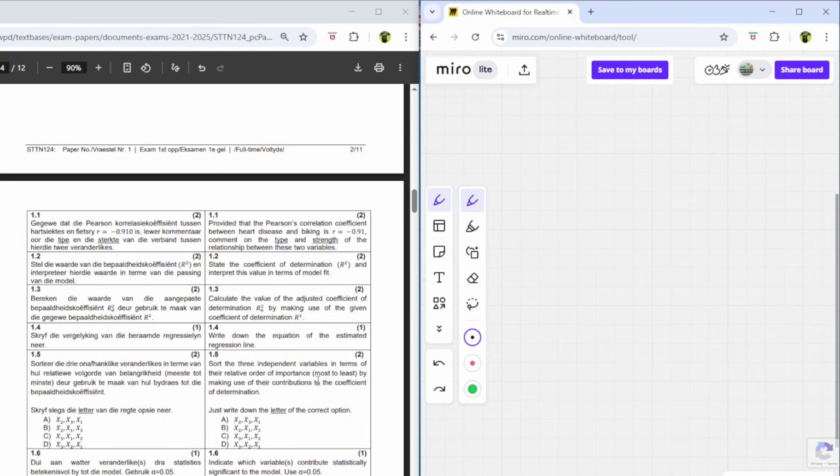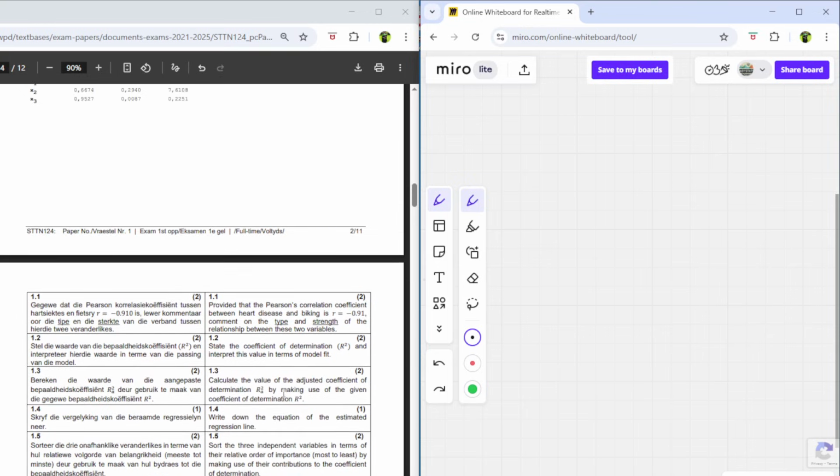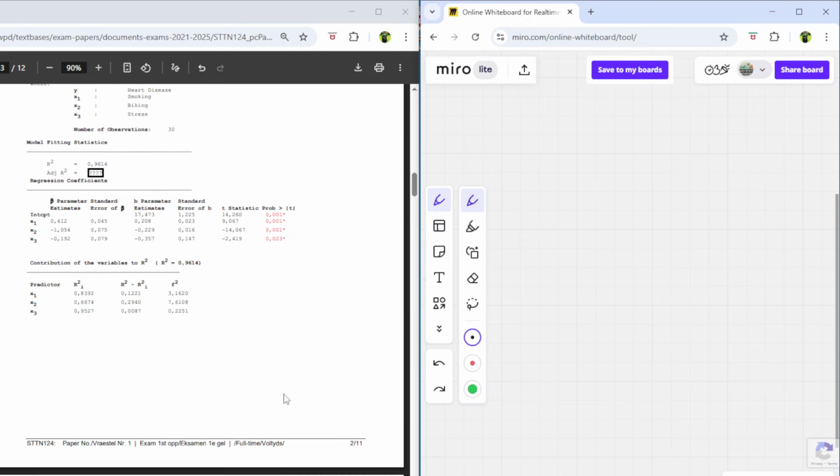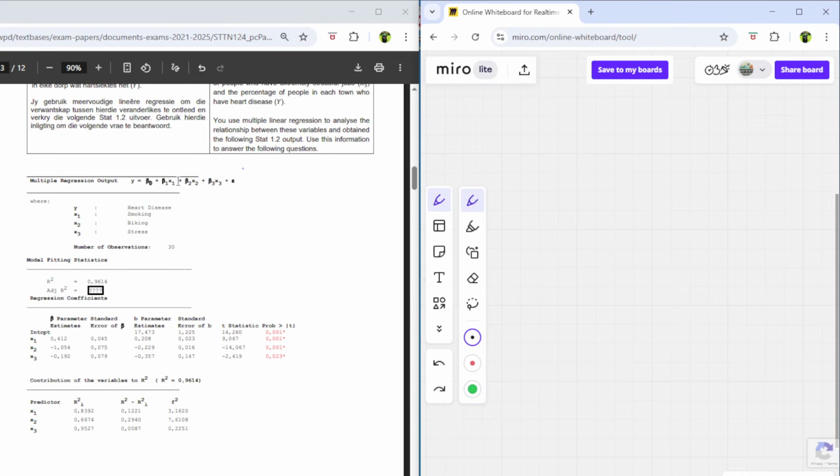1.4. Write down the equation of the estimated regression line. So the equation of the estimated regression line, this is the standard formula, the way in which you should write it. This is not the answer, it's a standard formula. The actual answer will be under the B parameter estimates over here. So you're going to write this formula using these numbers here. Now, this is how you're going to write it.